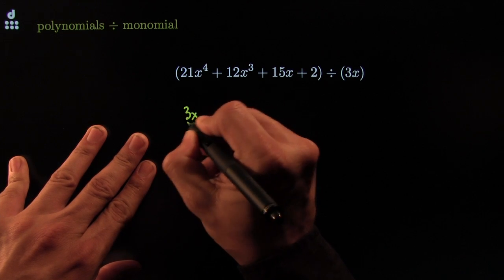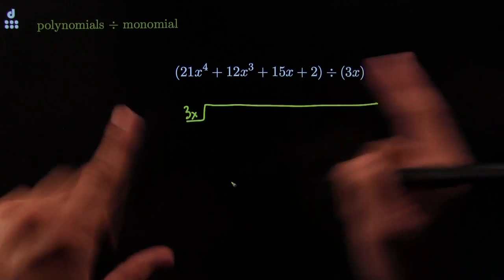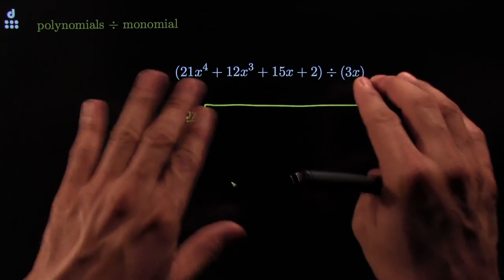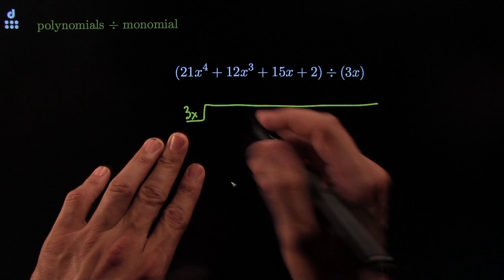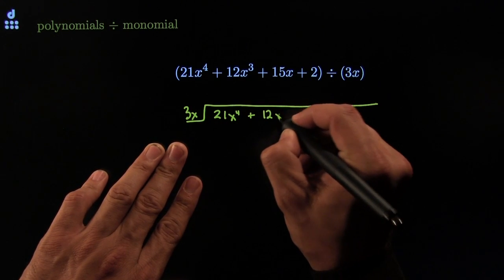You put the 3x on the outside. That's the thing you're dividing by. That always goes on there. They're not interchangeable. Division is not commutative, so order does matter a lot. This one goes out here, this one goes inside: 21x to the 4th plus 12x to the 3rd.